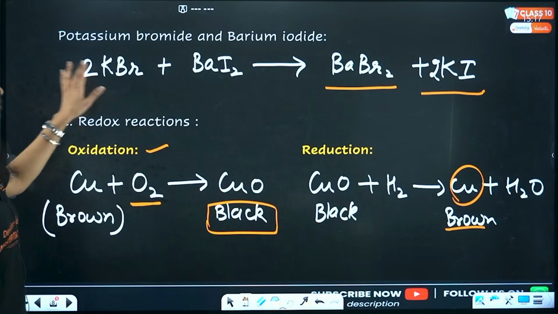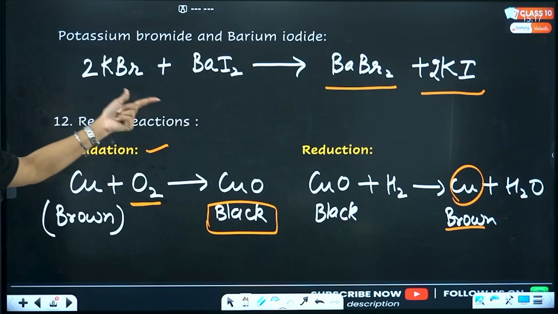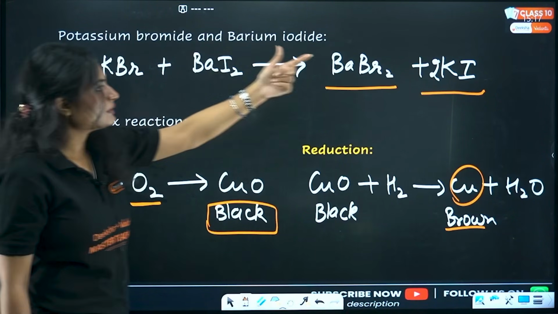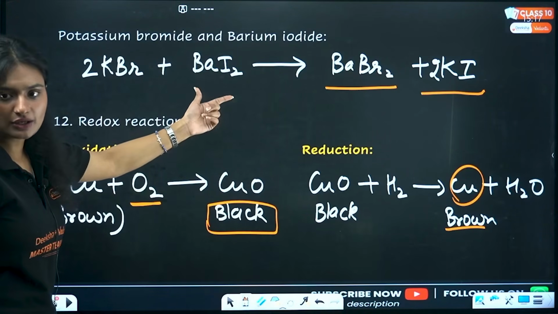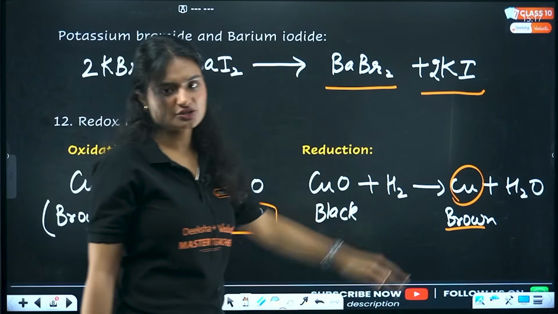Next, you have potassium bromide with barium iodide. Again, it is a double displacement reaction. We get potassium iodide and barium bromide. Okay, potassium bromide with barium iodide, we get barium bromide and potassium iodide.